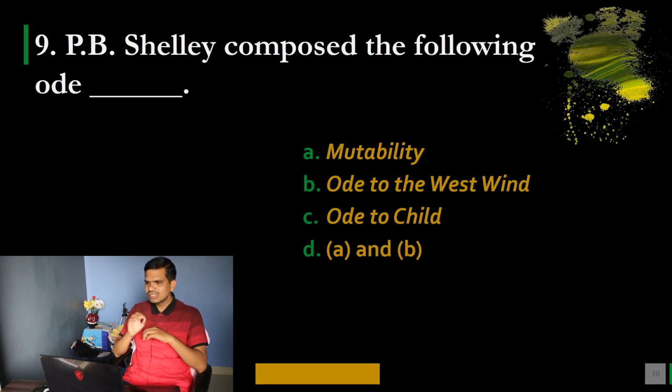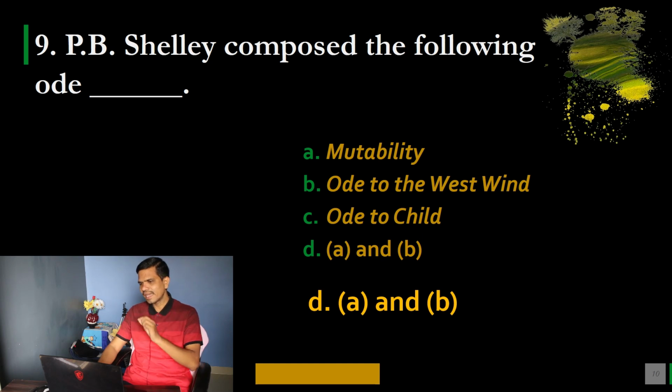Question number 9. P.B. Shelley composed the following ode. Options are A. Mutability, B. Ode to the West Wind, C. Ode to Child, and D. A and B. So please note down your option, and correct option is D, A and B, means P.B. Shelley composed Mutability and Ode to the West Wind.